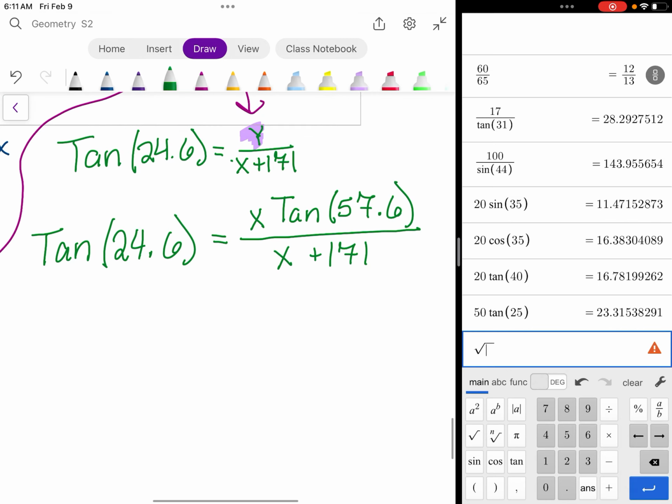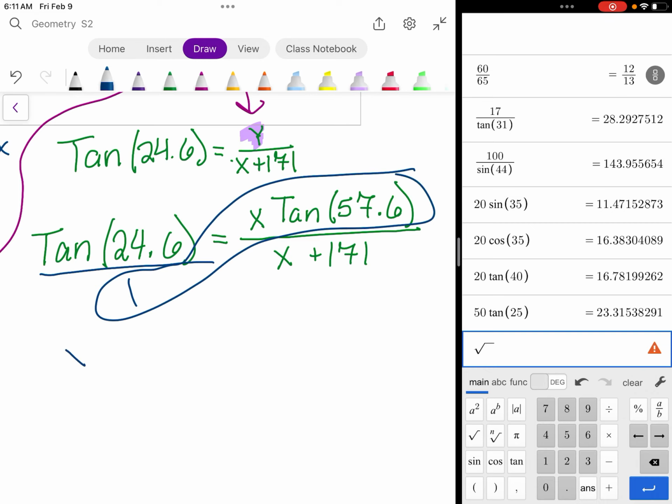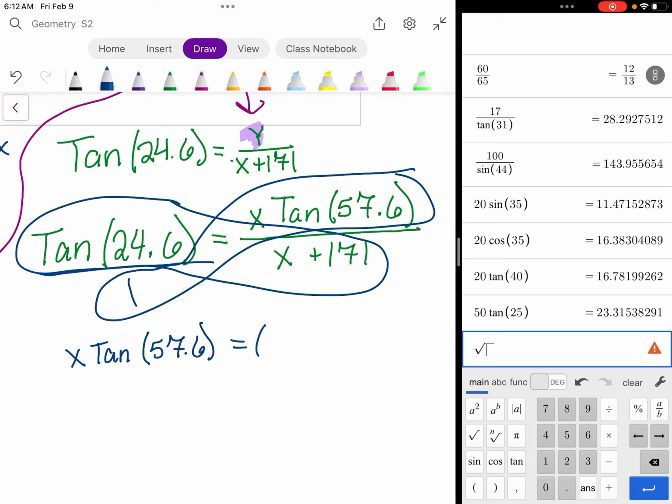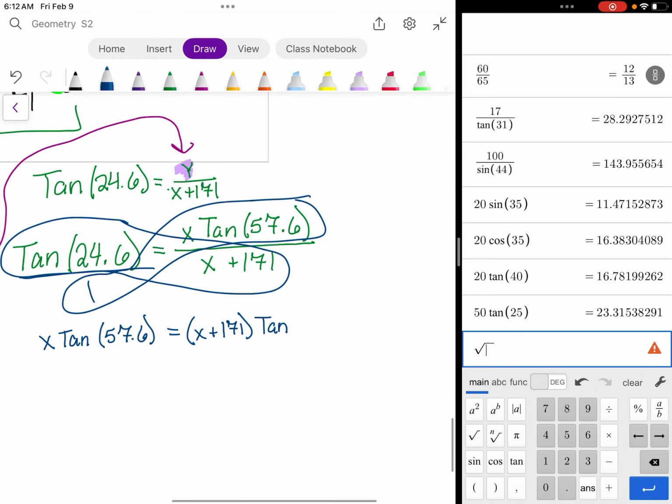Now, looking at our equation, we only have one variable. We have our x. And this one is a little bit tricky because we're not quite done. So we're going to cross multiply to get rid of our two fractions. That'll give us x times the tangent of 57.6 equals, and we're going to multiply this together. Don't forget you need parentheses around the x plus 171 times the tangent of 24.6.